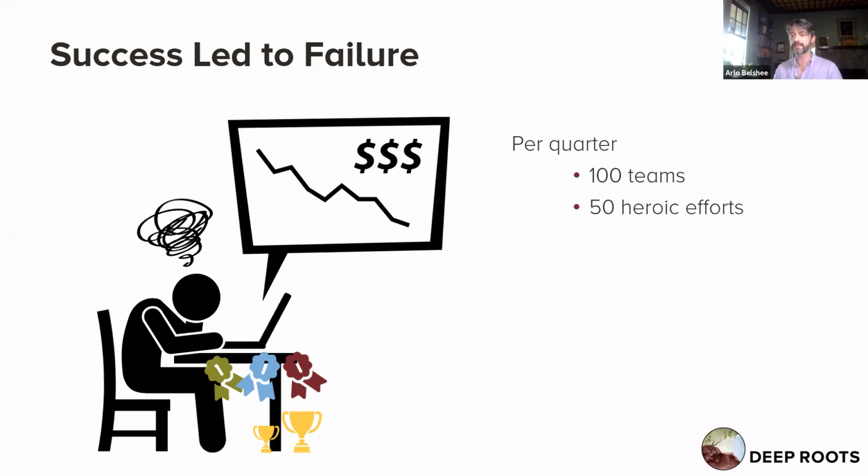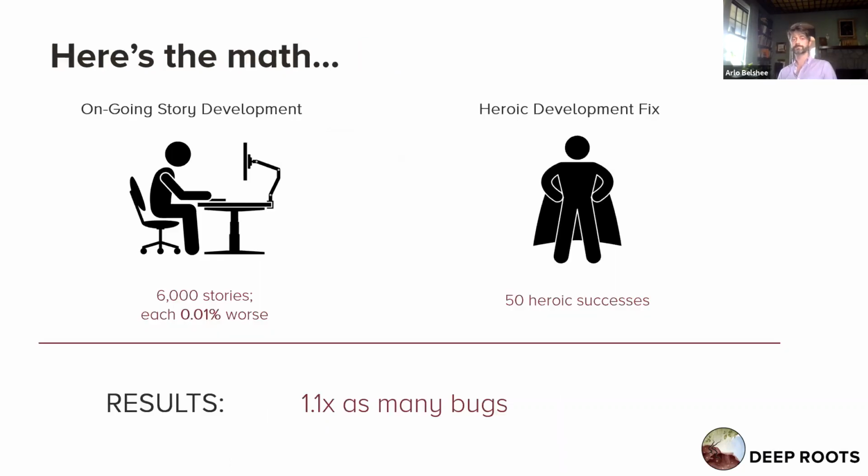So all of these successes, in fact, most of the stories that I was talking about were successes. Right? They were all over the place. The problem is, at the same time, in that same quarter, 6,000 stories get implemented. And erosion beats heroic success. The normal way you do work either makes things ever so slightly worse or ever so slightly better. Let's look at the math.